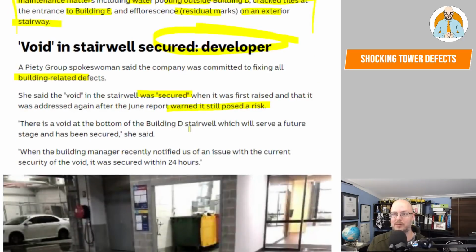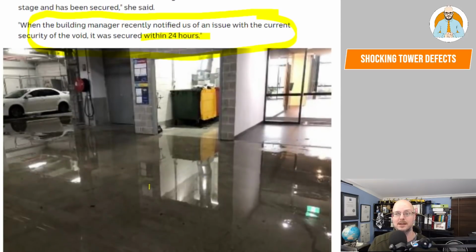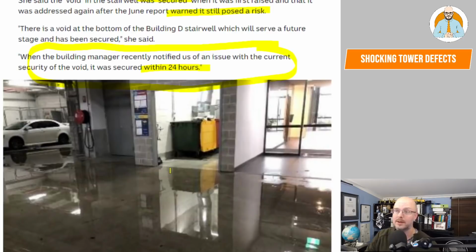There is a void at the bottom of Building D stairwell, which will serve a future stage and has been secured, she said. When the building management recently notified us of an issue with the current security of the void, it was secured within 24 hours. Okay, so they identify. Where's the photo showing that? That's what I'd like to see. Because this is what you want. Defects happen, guys. You want the developer to go out there and solve it.